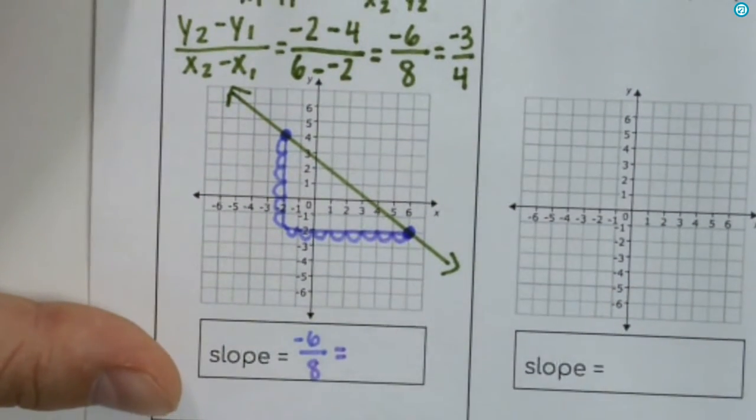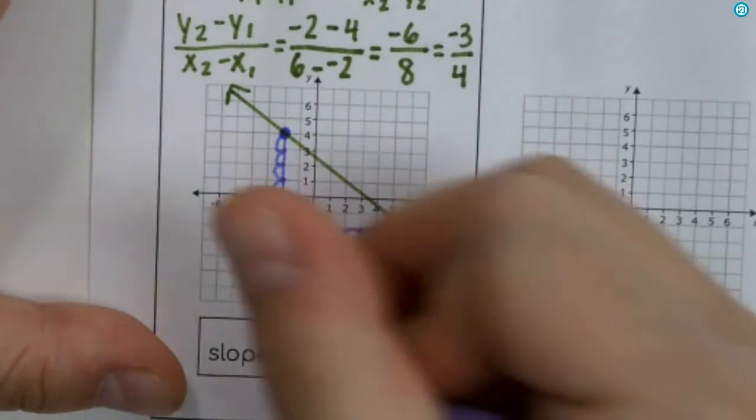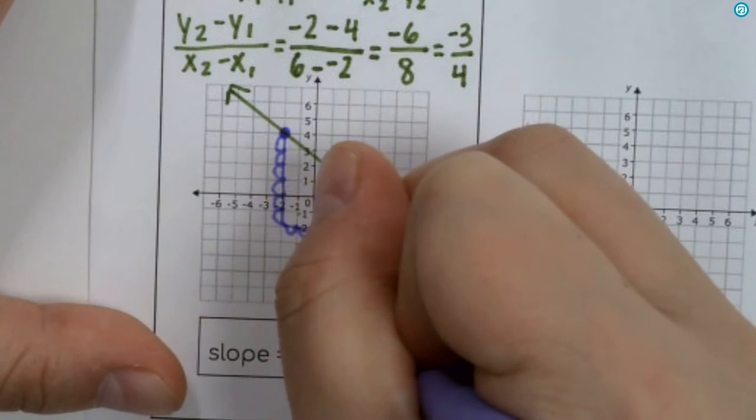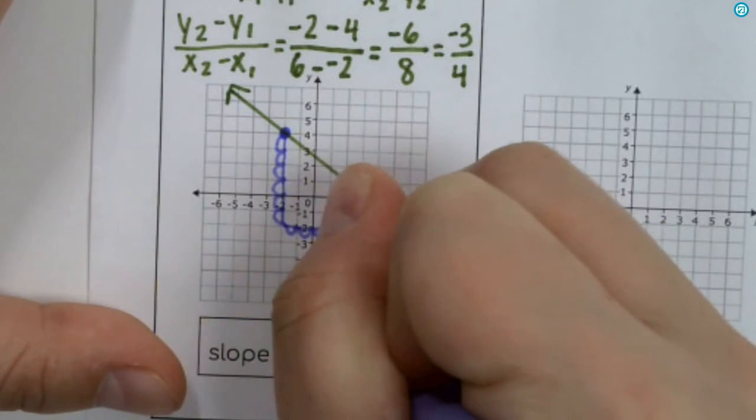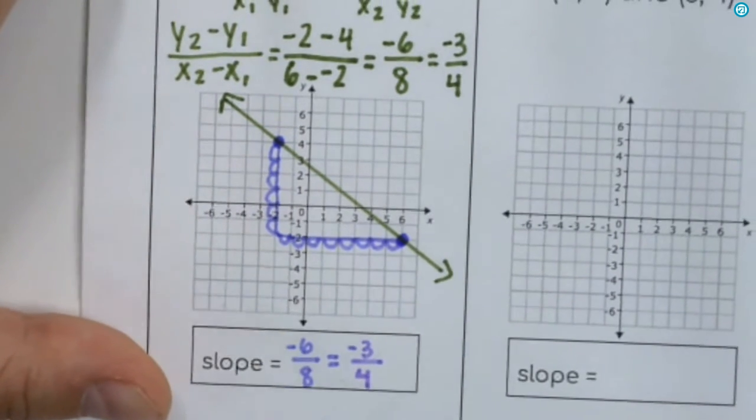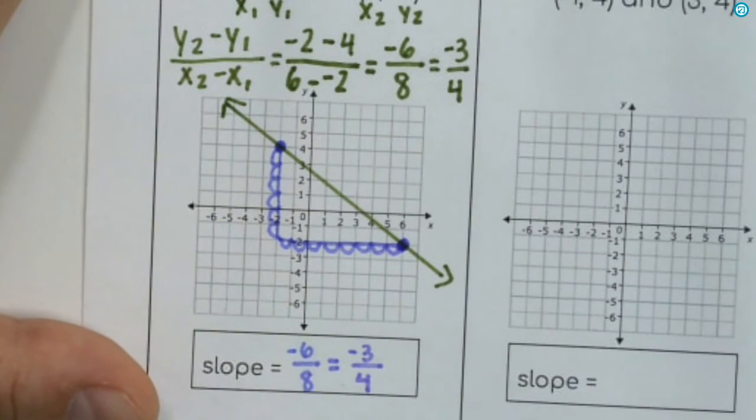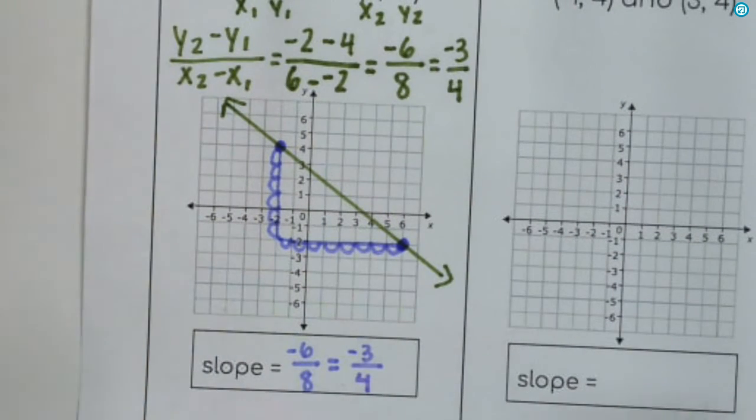What can we divide 6 and 8 both by? 2. So negative 6 divided by 2 is negative 3. 8 divided by 2 is 4. So I just did the problem twice and I got the same answer. Why did I get the same answer? Because I did them both right. It's the same problem. So whether you do it with the formula or with the graph, you're going to get the same answer.